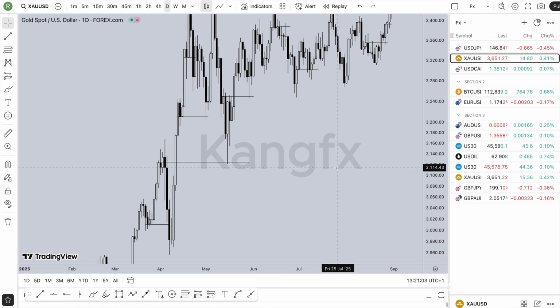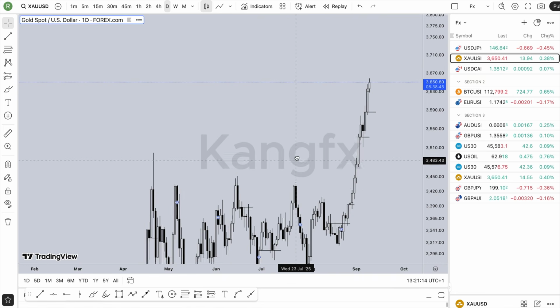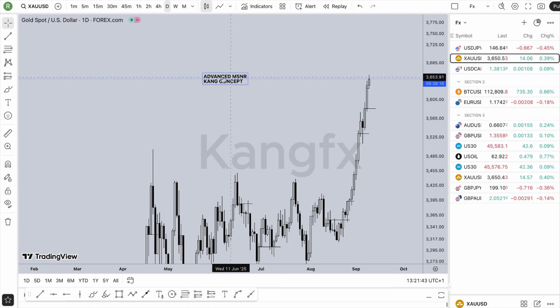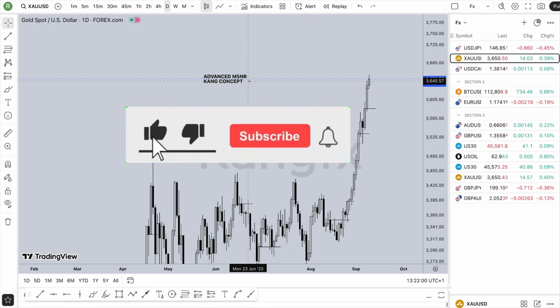And for my subscribers and followers that are trading synthetic, I'll also show you how to use this on synthetic. This works like magic on synthetic. Okay, now I only trade 2 concepts in the market: advanced MSNR. I'm the founder of the 2 concepts, advanced MSNR and the Kang concept. Before you are able to trade the Kang concept, you must first understand advanced MSNR and have at least 1 month or 2 months experience on advanced MSNR before you can trade with the Kang concept.